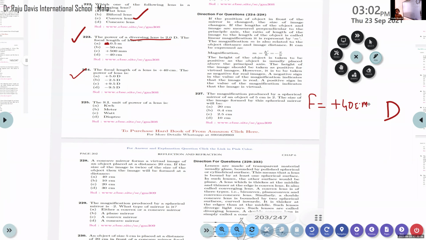Is it a concave lens or a convex lens? Convex. Yes, it is convex because the focal length of a convex lens is always positive. So F is equal to plus 40 centimeter means it's a convex lens. Then what about the power?